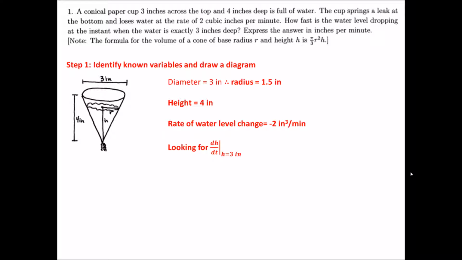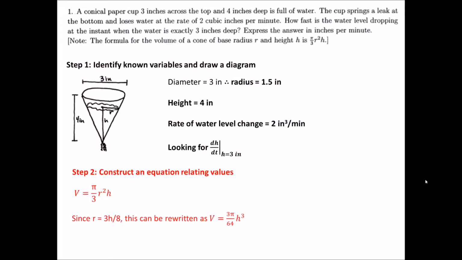So step 1 is to identify the known variables and to draw a diagram. We know that the radius is 1.5 inches, the height is 4 inches, the rate of water volume change is negative 2 inches cubed per minute, and we are looking for the rate of change of height when height is equal to 3 inches. Step 2 is to construct an equation relating the values.